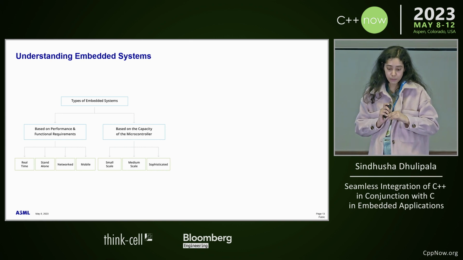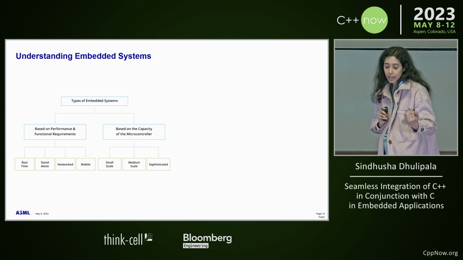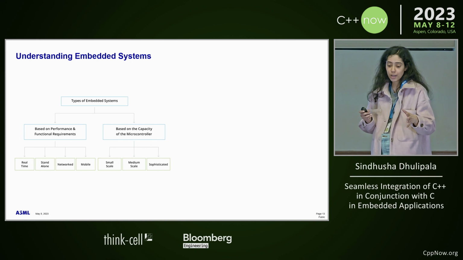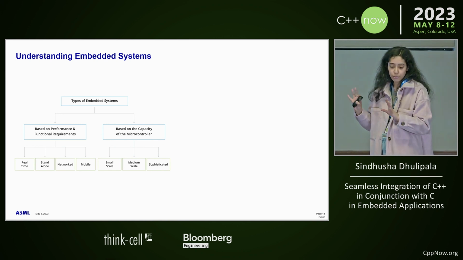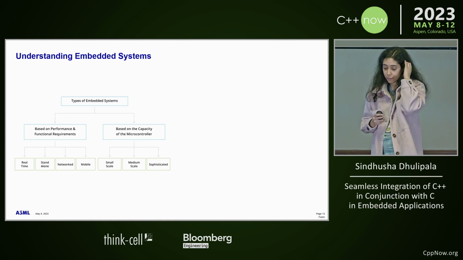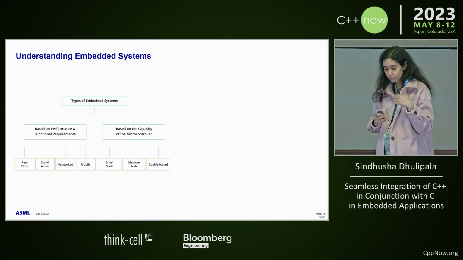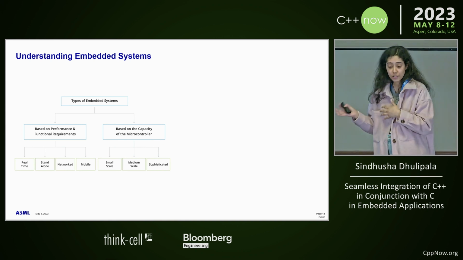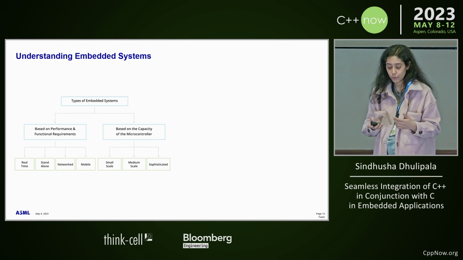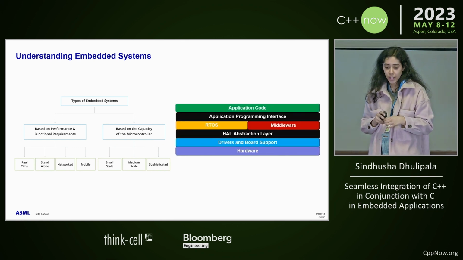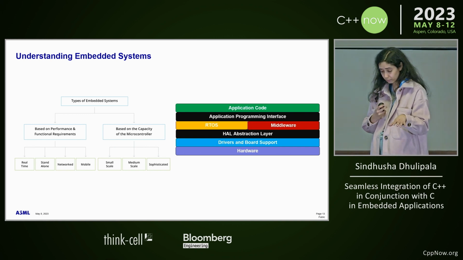So again, understanding embedded systems depending on your performance and functional requirements, you have real-time, standalone, network, and mobile. Pretty generic. Based on capacity of the microcontroller, you have small scale, medium scale, maybe robots, and sophisticated, which is more like photolithography machines. And then to understand the layers that go into embedded systems, you have the hardware layer.